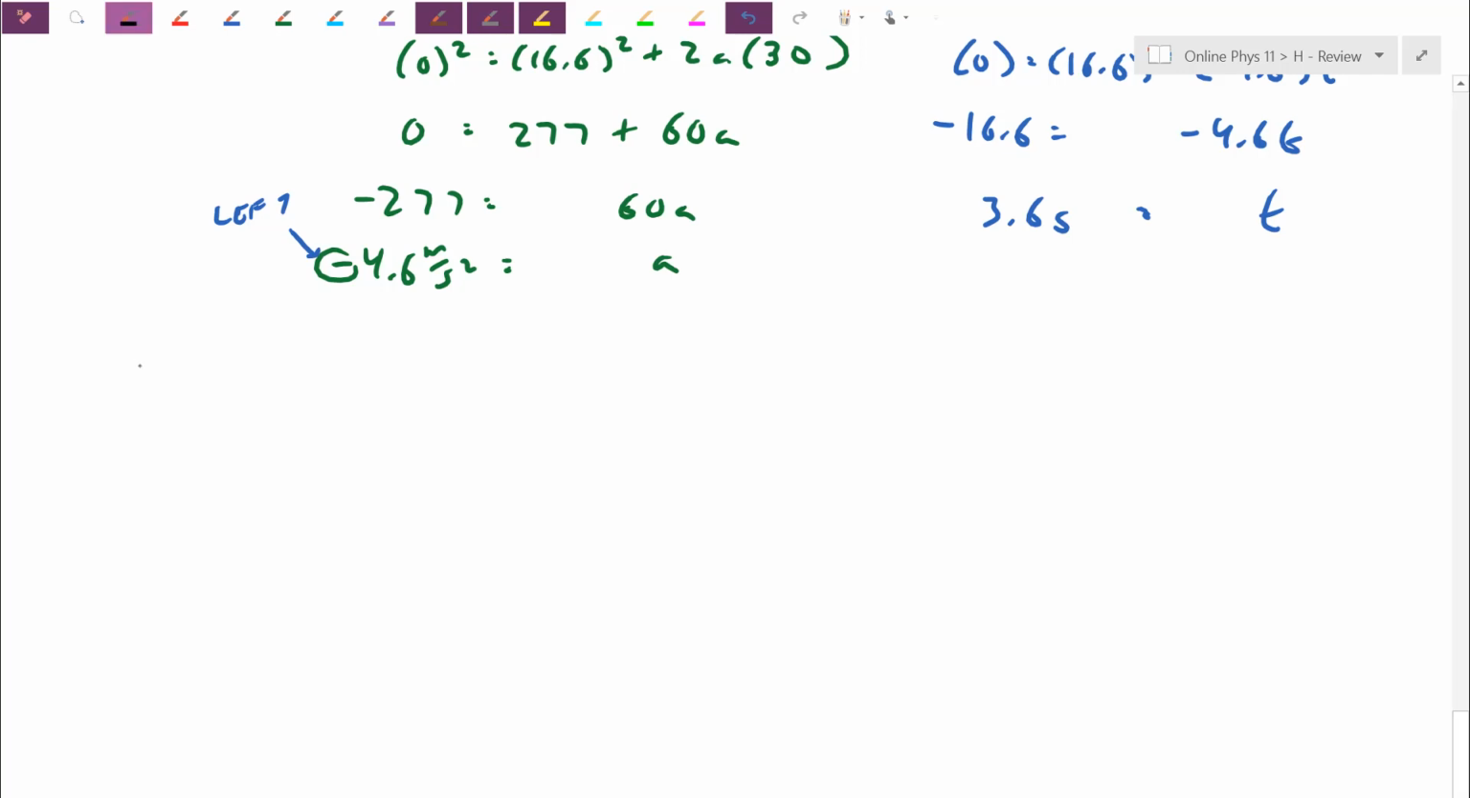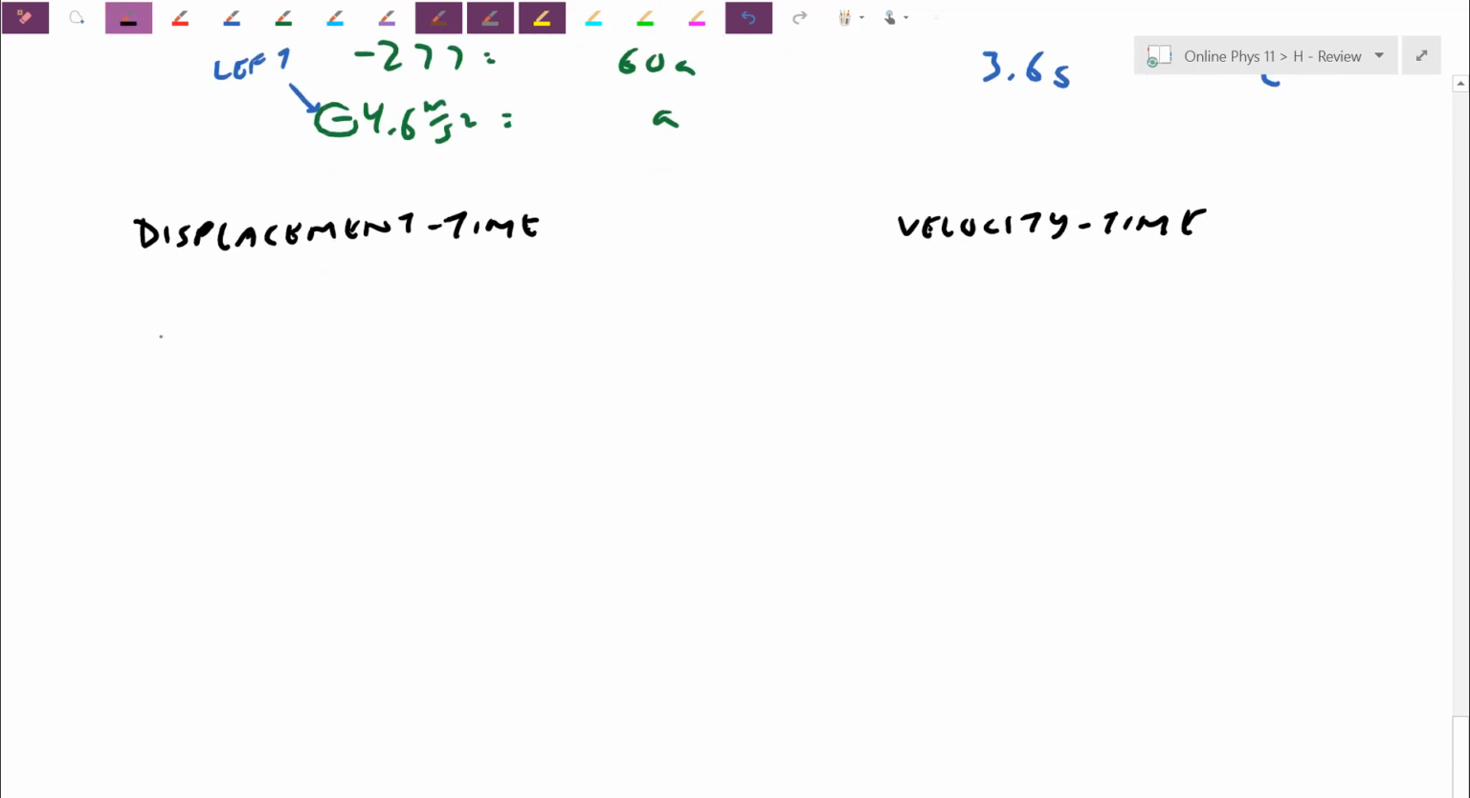So here what we did is we actually introduced two types of graphs. One was called the displacement time graph, or a position time graph. The other was called the velocity time graph. And whenever you have titles like that, it's always y versus x. So your displacement time graph actually plots displacement.